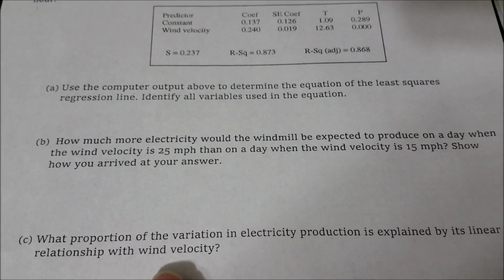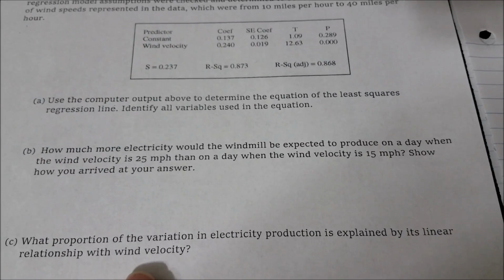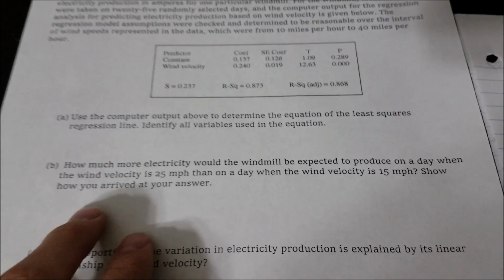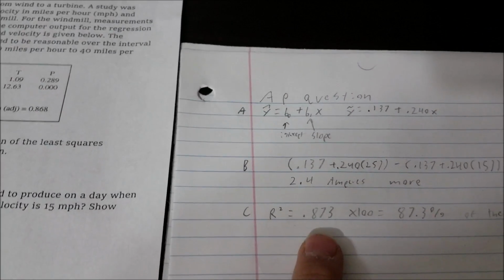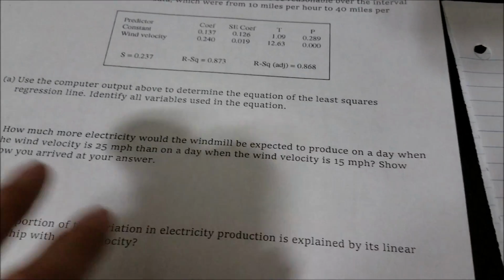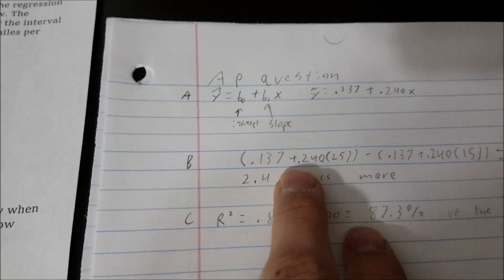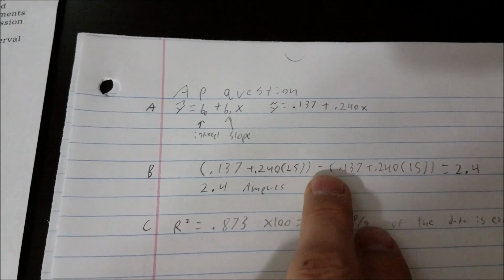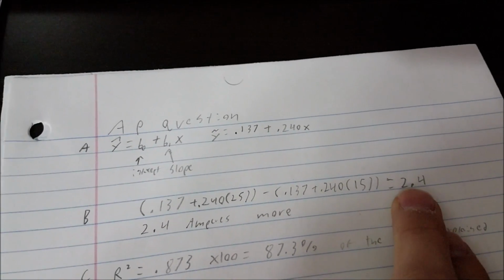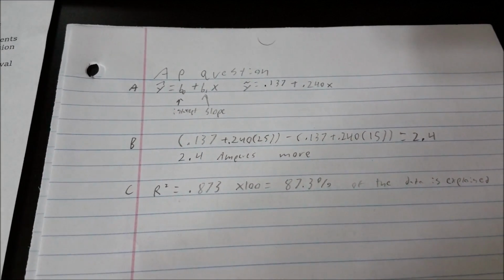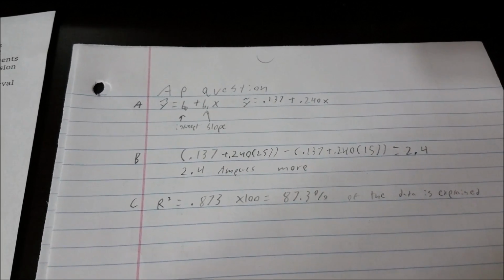Very easy. And for B, how much more electricity would the windmill be expected to produce on a day when the wind velocity is 25 miles per hour than on a day when wind velocity is 15? Show how you arrived at your answer. So for this, we just need to plug those variables, the 25 miles per hour and the 15 miles per hour, into the equation we just made in part A, and then subtract them. So here we have the 25, and then here we have the 15 subtracted from the 25, and we get about 2.4 amperes more should be made on the 25 mile per hour wind day than the 15 mile per hour wind day.